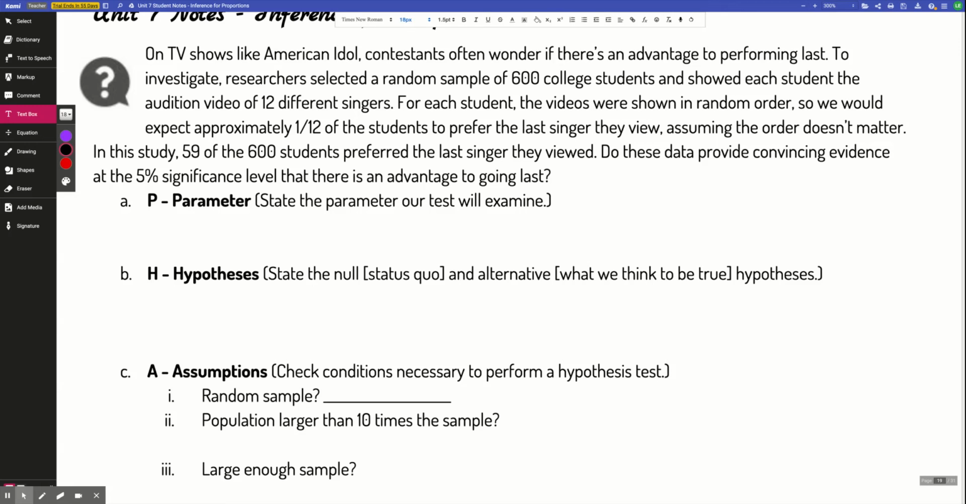If you're assuming that the order doesn't matter, then the likelihood that a college student would choose the last singer's performance is the same as the likelihood of any other. Okay, so in this study, we had 59 out of the 600 that preferred the last singer. So the question is, do these data provide convincing evidence at the 5% significance level that there is an advantage to going last? On the AP test, this question would be, do these data provide convincing evidence that there is an advantage to going last?